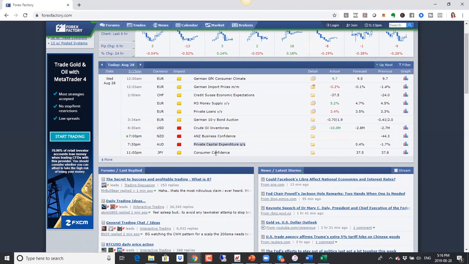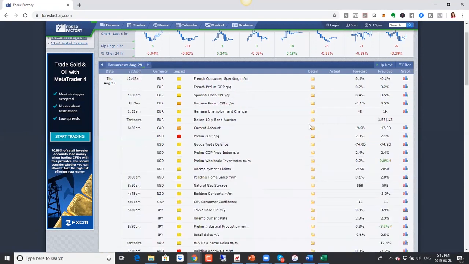We also have consumer confidence numbers out of Japan that will have an impact on Japanese yen as well. Coming up on Thursday, we are coming towards our month end, so do keep that in mind, because we do see some flows, positions being closed towards the end of the month.